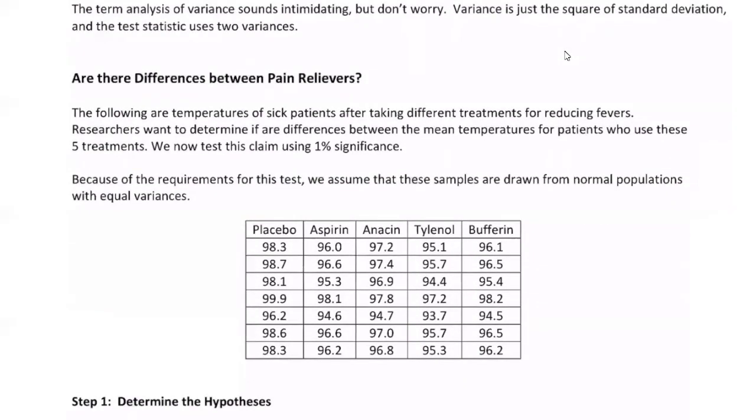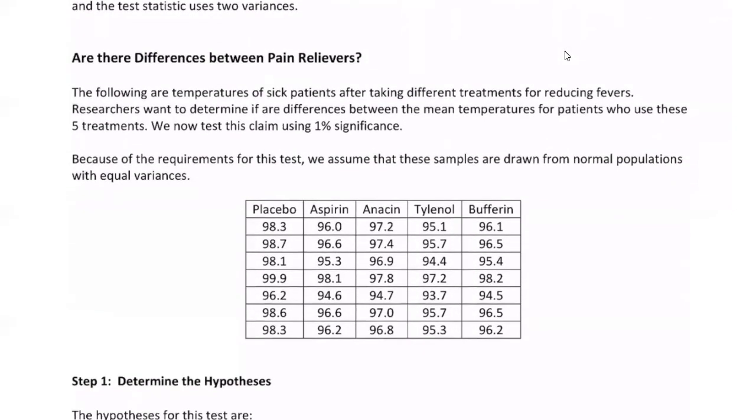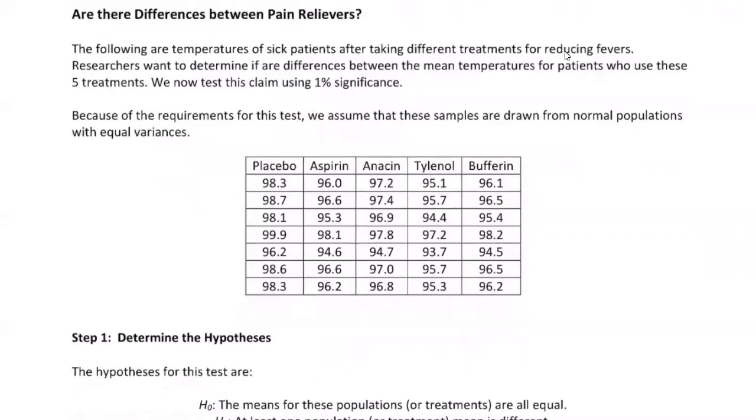Are there differences between pain relievers? That's our example here. The following are temperatures of sick patients after taking different treatments for reducing fevers. Researchers want to determine if there are differences between the mean temperatures for patients who use these 5 treatments. We'll now test the claim using 1% significance.